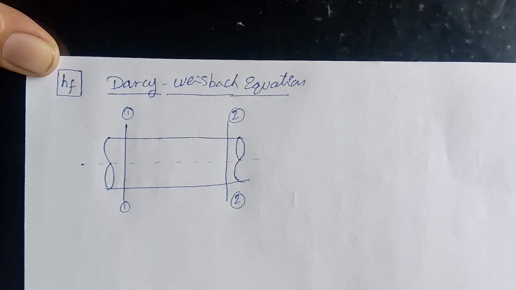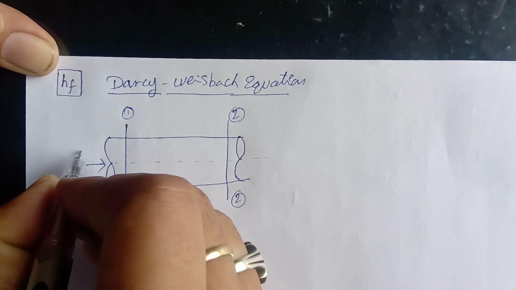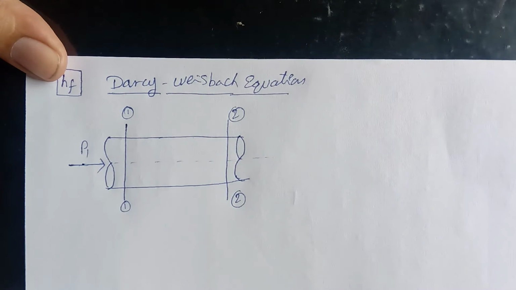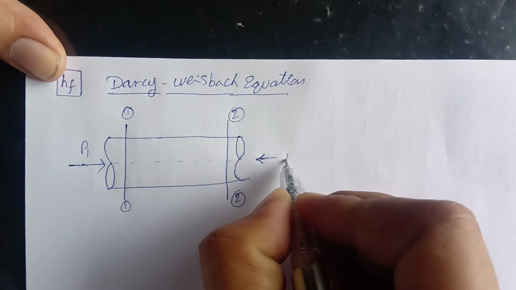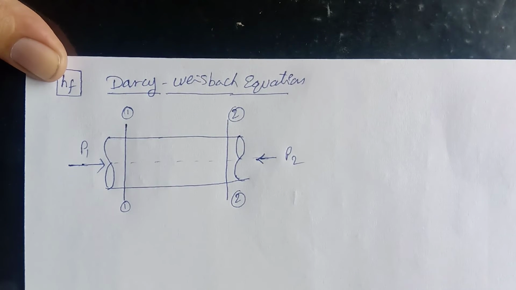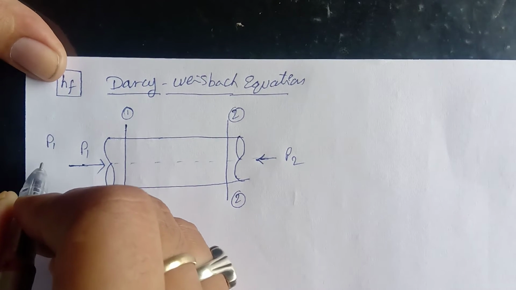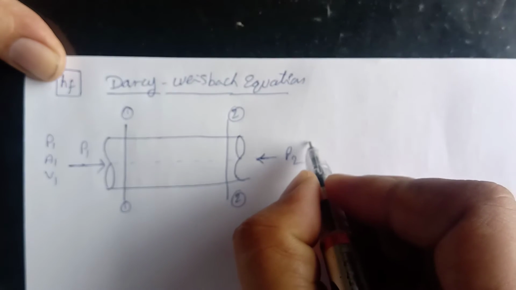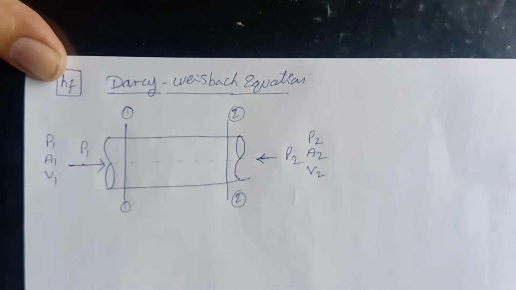Now let a pressure P1 come in. If there is a pressure P1 coming in, then there should be another pressure P2 which would oppose it. At section 1 the pressure is P1, area is A1, and velocity is V1, and at section 2 the pressure is P2, area is A2, and velocity is V2.